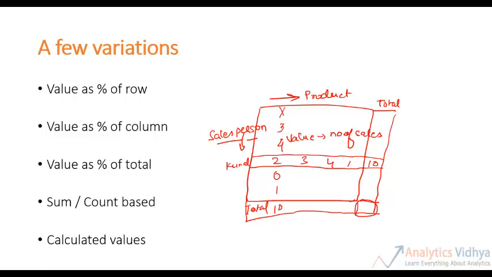The sum based or count based variation depends on the value which you are using in the pivot table. Sometimes you are interested in the count of sales rather than the sum of sales. If you are interested in the number of sales, you'll use count. If you are interested in the premium which you've got through sales, you'll use sum. And finally, you can also use a few calculated values. For example, if you are interested in the average premium which you get from each customer, you can calculate it by total premium divided by number of sales, and that should give you the average premium by each salesperson and product. So these are some important variations.